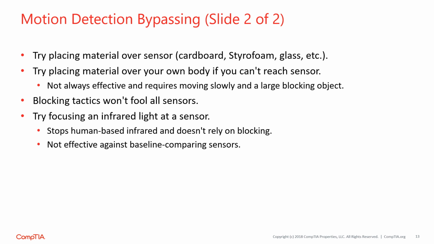Another method would be to place a piece of material like cardboard, styrofoam, or glass over the sensor to block it entirely. If you can't reach the sensor itself, you may be able to use the material to block your own body and minimize the infrared light you are projecting. However, this is not always effective and often requires you to move very slowly and use a very large piece of blocking material. Likewise, sensors that look for strong blocking patterns will not be fooled by either of these tactics.